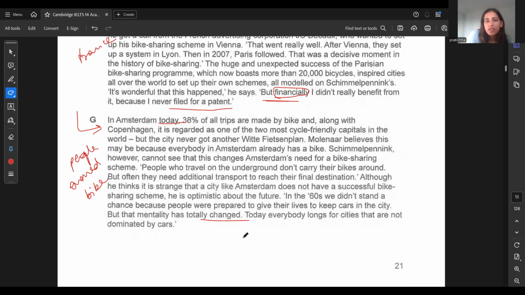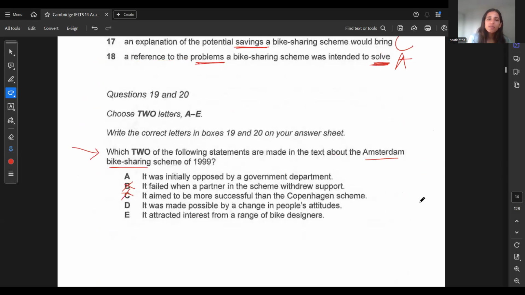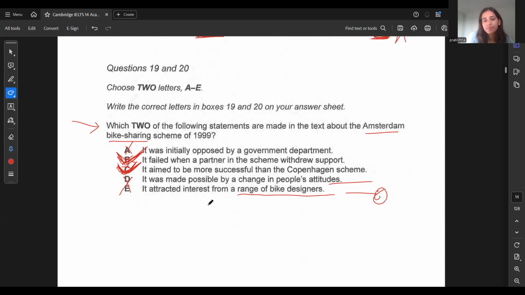All right. So let's see the points again. It was initially opposed by a government department. Not really. It failed when a partner in the scheme. Yeah, it failed because the post took out that chip thing. It aimed to be more successful. Yeah, it aimed to be more successful. It was better. So yeah, all these are not true because it was not a range of bike designers. There was just one. It does not talk about people's attitude as of now. It was later on in the 2000s that people started changing. So these two are incorrect. And it was not opposed by government, right? It was in fact welcomed.